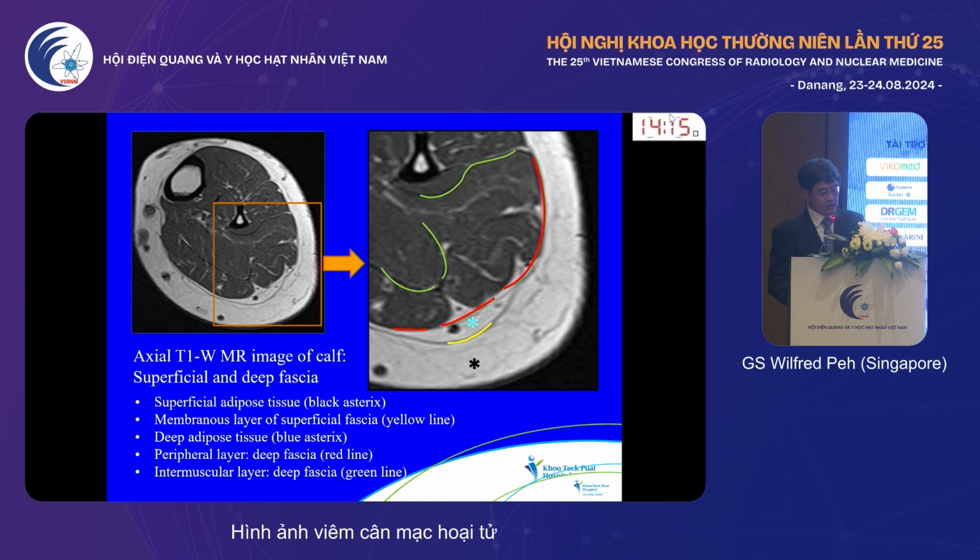So this MR image shows the layers. The important ones are in red. This is the peripheral layer of the deep fascia. The green line shows the intermuscular layer of the deep fascia. And the yellow line is just the membranous layer, which is in the superficial fascia. So that is less important.